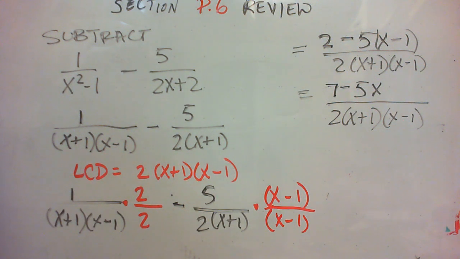And also, I want to mention, don't cancel those 2's. The 2 in the numerator is part of a sum or difference. You can never cancel a part of a sum or difference with a factor. So that's it for P6 review, and we'll see you in class.